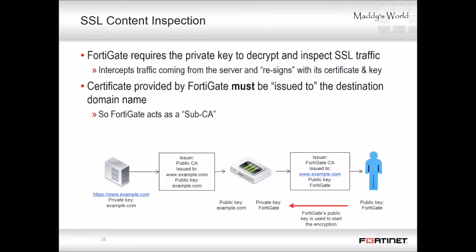So, now the FortiGate unit will use the FortiGate public key, not the web server's public key, to start the encryption. The FortiGate can inspect the traffic now, as it has the equivalent private key. The FortiGate on the other side will use the web server's public key to start the encryption and establish the conversation with the site. It is important to mention that SSL inspection is not available on all FortiGates, but is only supported in some models.